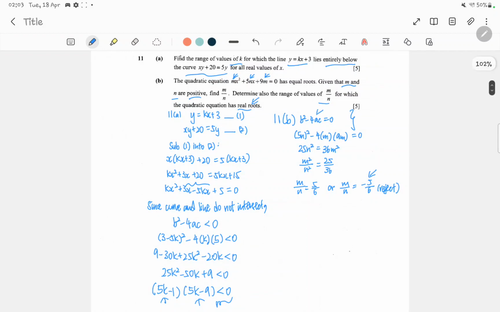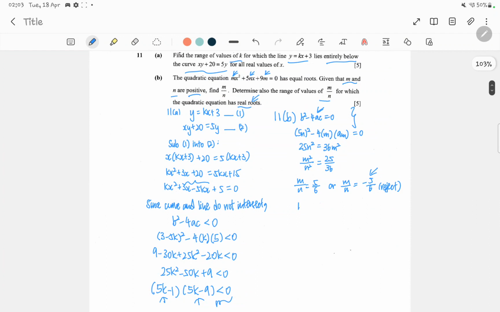So instead of writing b squared minus 4ac equals 0, we are going to write b squared minus 4ac more than or equal to 0, because this time we are looking at where the quadratic equation has real roots. So we are going to write back the same expression, the equation over here. I'm not going to skip steps, so let me write it down again. (5n) squared minus 4(m)(9m) is more than or equal to 0, which means that 25n squared minus 36m squared is more than or equal to 0.